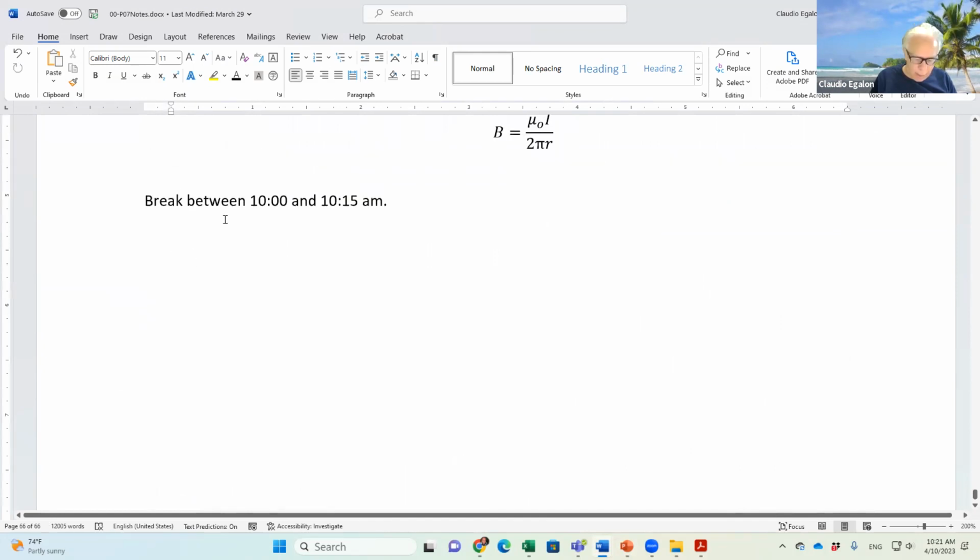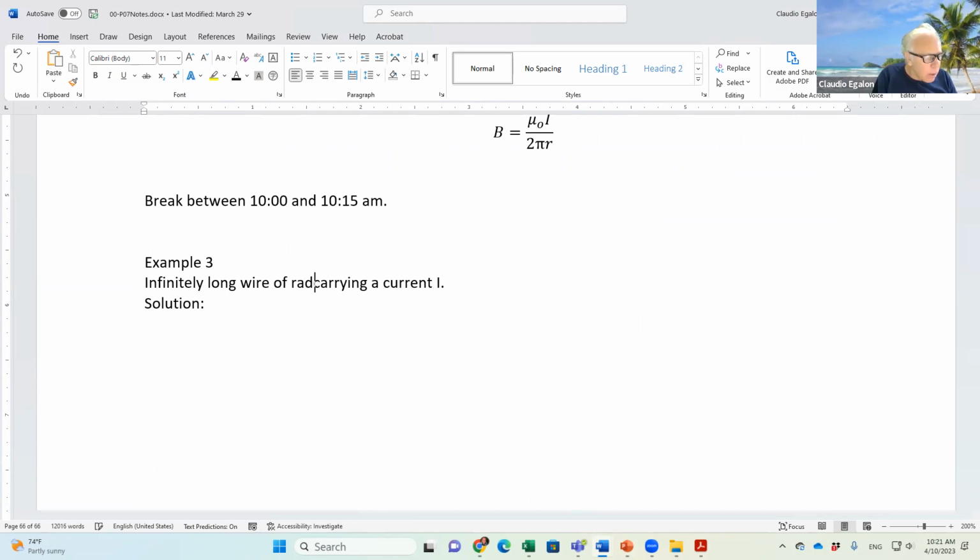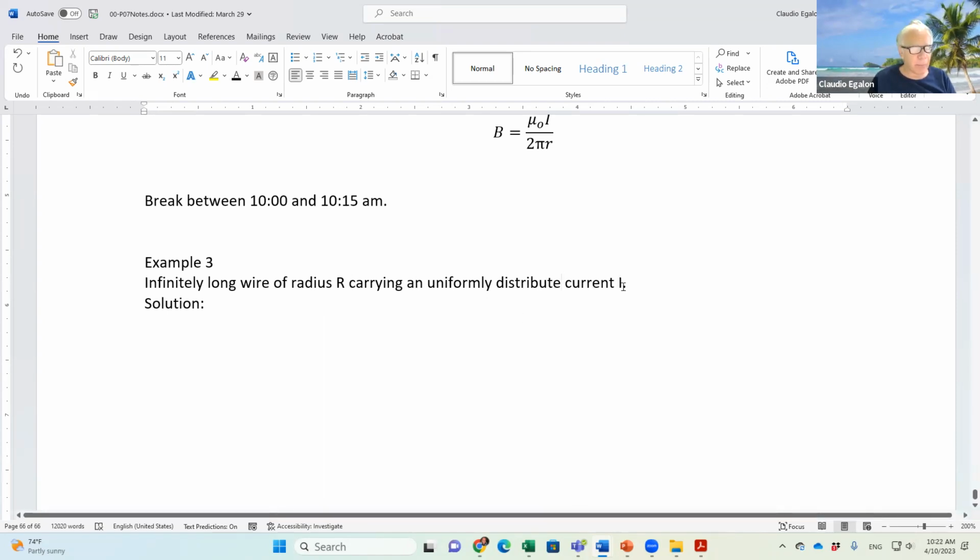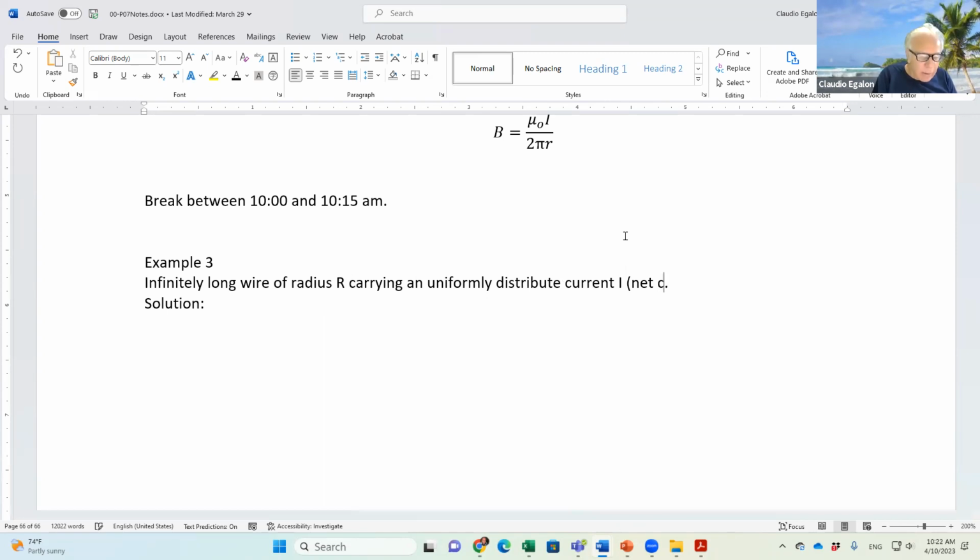You find infinitely long wire. Example 3, infinitely long wire of radius R carrying a uniformly distributed current I, net current I. The net current through the cross section of the wire is I. Okay? Find the B field for r less than big R.